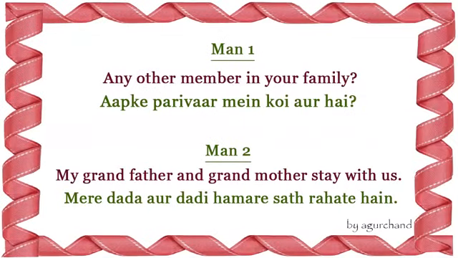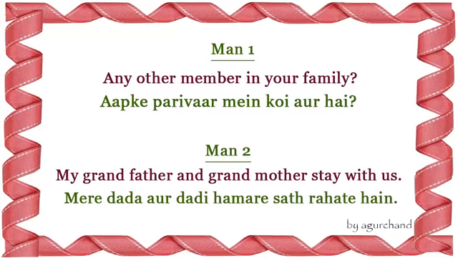Any other members in your family? आपके परिवार में कोई और है? So is there anyone else in your family? It's a kind of asking. आपके परिवार में कोई और है? और means it's basically more or and. Is there anyone? Something like that.